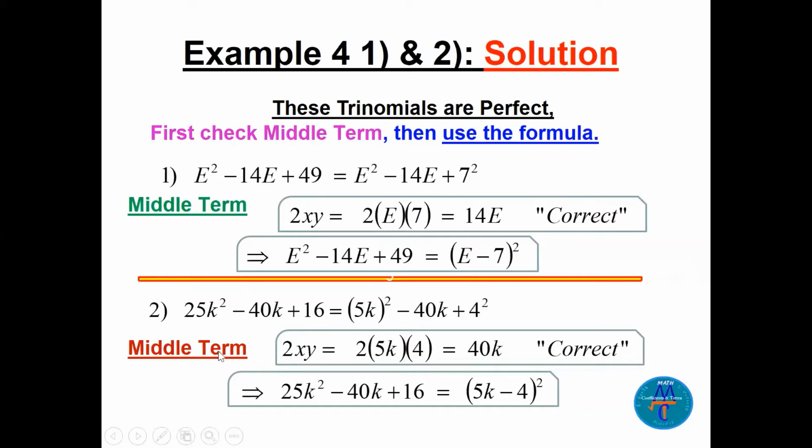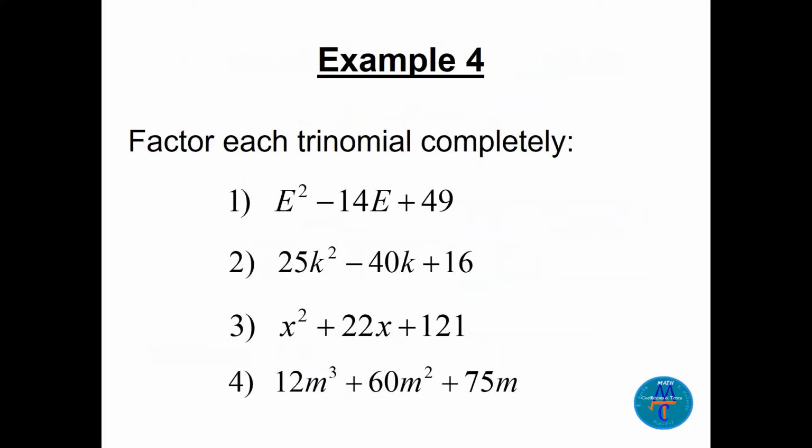So check the middle term. We call it middle term. 2xy, 2 times 5k times the 4. This is 40k. Yes, it is correct. Now we don't care. Sometimes a minus, sometimes plus. In these two examples are minus. Let's see example number 3, please.